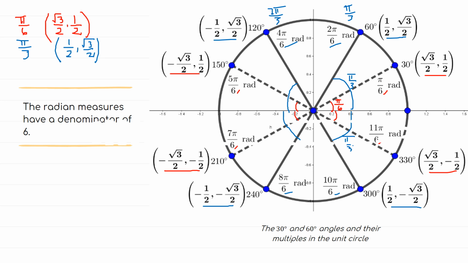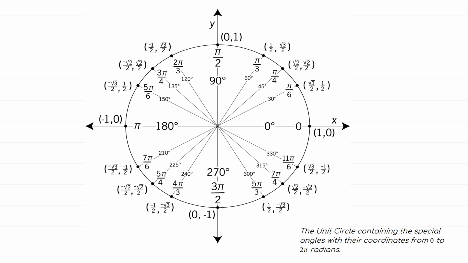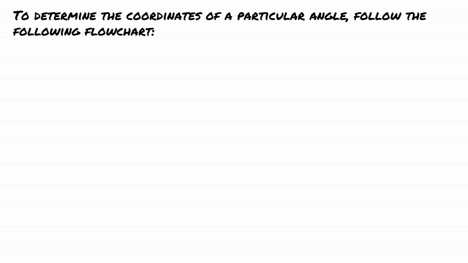So, despite the fact na lahat ng radian measures dyan ay denominator ng 6, magkaiba yan siya. Depende kung masisimplify mo pa o hindi. If we combine all of those angles in a single unit circle, ito ang kalalabasan. Huwag kayong matakot. Very handy guide lang yan. So, paano? The coordinates of a particular angle can be determined by following this flowchart.